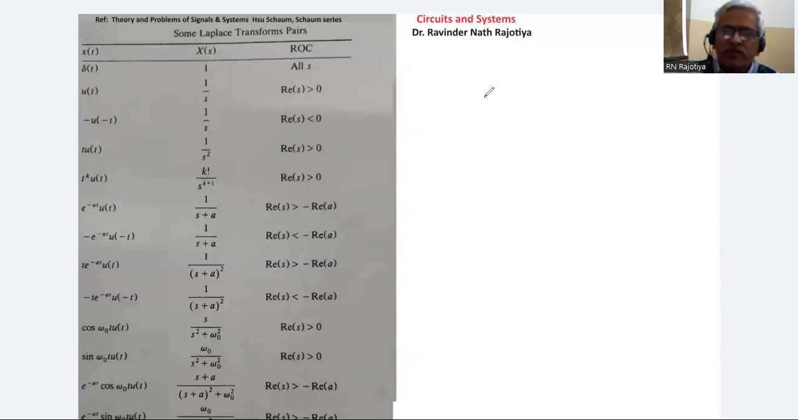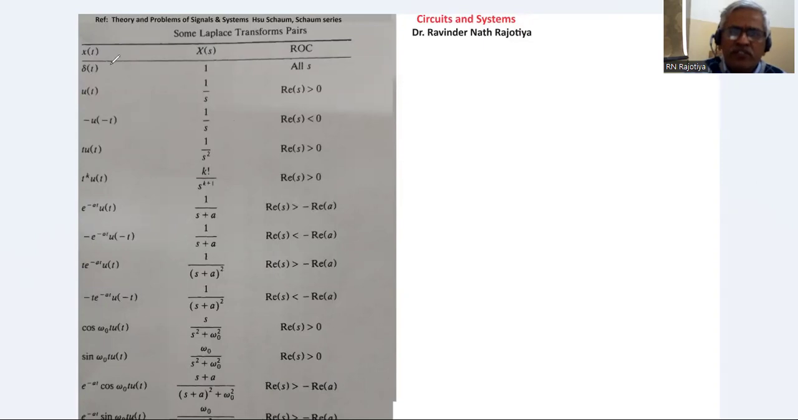In today's lecture, we will see some of the most important Laplace transform pairs. I've taken the reference from Theory and Problems of Signals and Systems by Schaum, that is the Schaum series book. So let's start with them. We start with the first one.